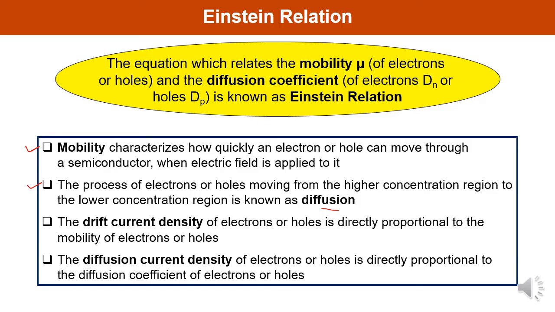Then there is a term drift: drift current density and diffusion current density. See, what is drift current density? It is defined for the electrons or holes, and drift current density is directly proportional to the mobility of electrons or holes, while diffusion current density of electrons or holes is directly proportional to the diffusion coefficients of electrons and holes. Diffusion coefficient of electron is written as Dn, while the diffusion coefficient for the hole is denoted by Dp.